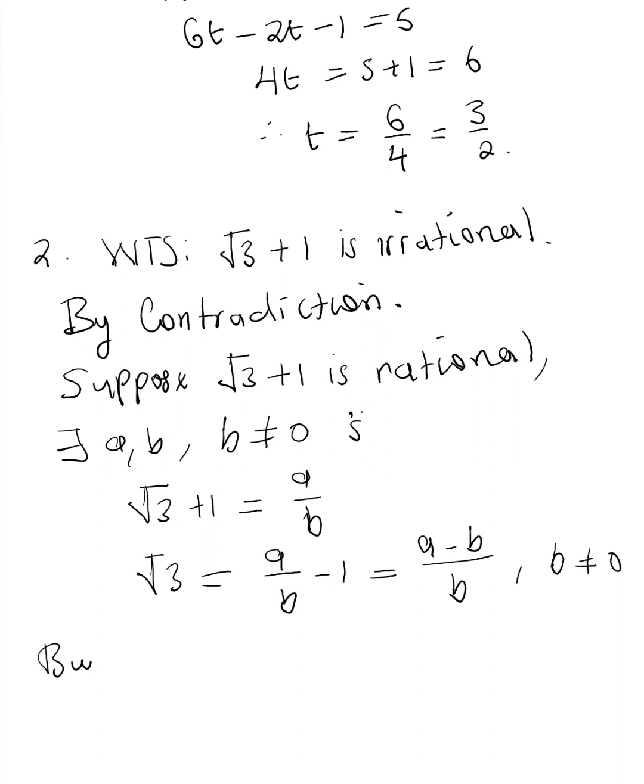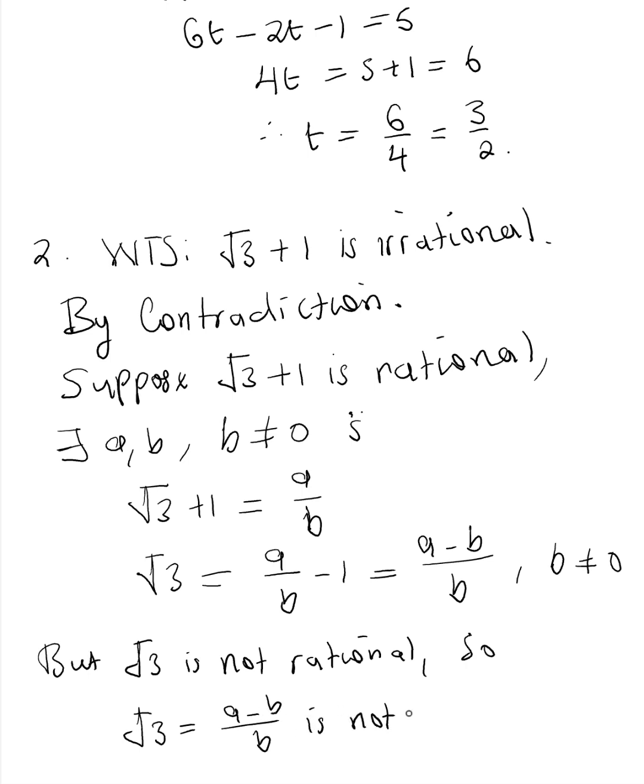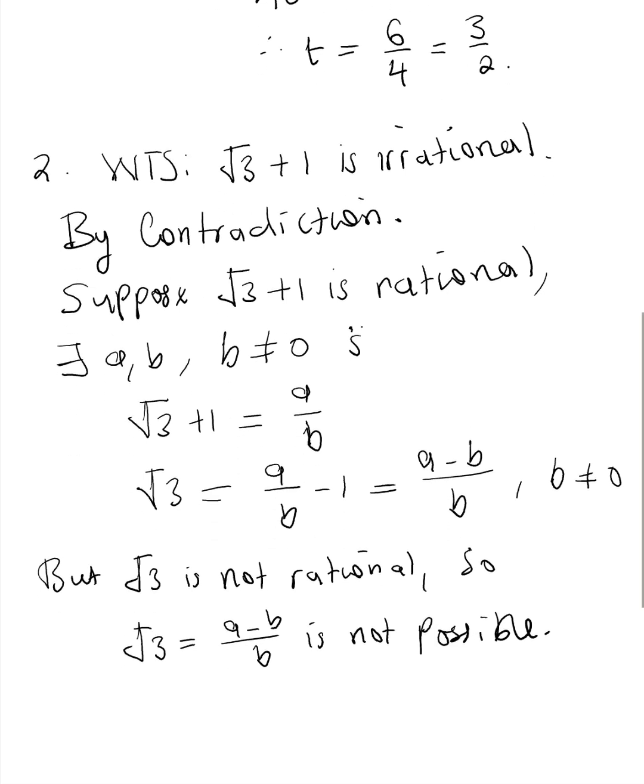But root 3 is not rational. So root 3 equal to (a minus b) over b is not possible. Then you conclude, thus, or therefore, or hence, the square root of 3 plus 1 is indeed irrational.